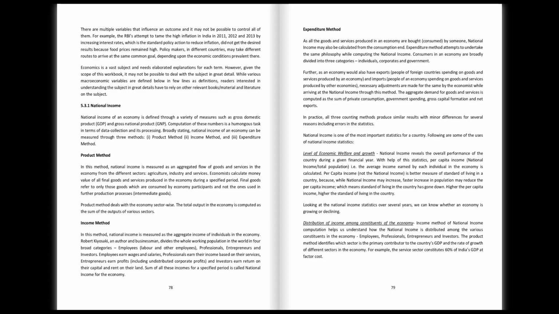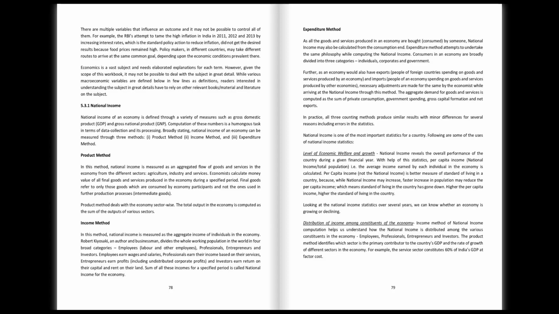While various macroeconomic variables are defined below in a few lines as definitions, readers interested in understanding the subject in great detail have to rely on other relevant books, material and literature on the subject. National income. National income of an economy is defined through a variety of measures such as gross domestic product, GDP, and gross national product, GNP.